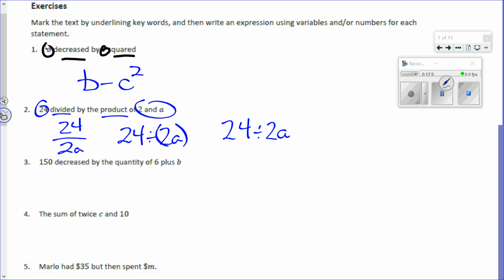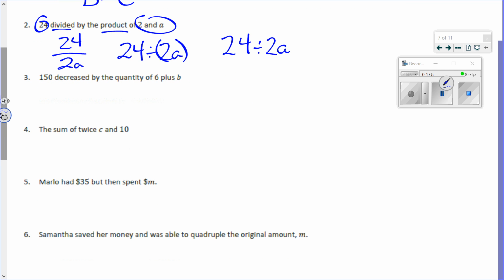Okay. I would have to have the parentheses on that. I would get a completely different answer otherwise, because division and multiplication go left to right. Okay, 150, guys. Quiet. If you have a question, please raise your hand.